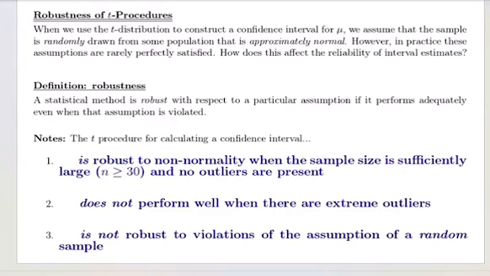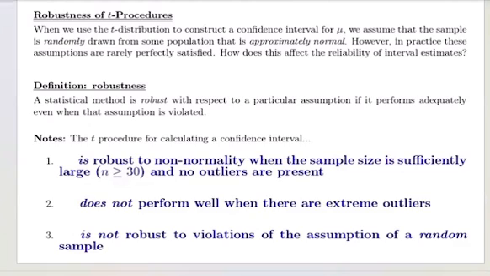Robustness of the t procedure. It's robust to non-normality. If the population is not normal, but you choose a large sample size, you stay fine. It does not perform well if there are outliers. It's also not robust to violation of the assumption of a random sample, which means you have to choose a random sample.